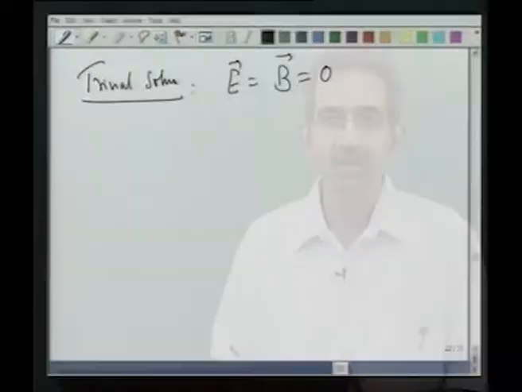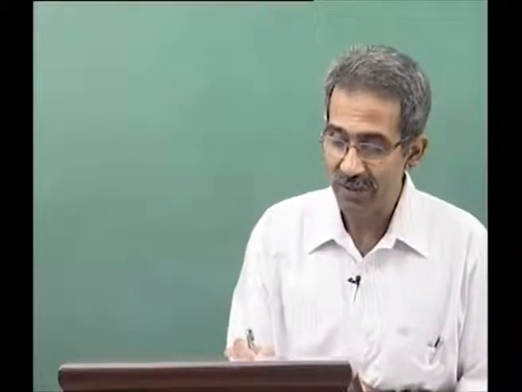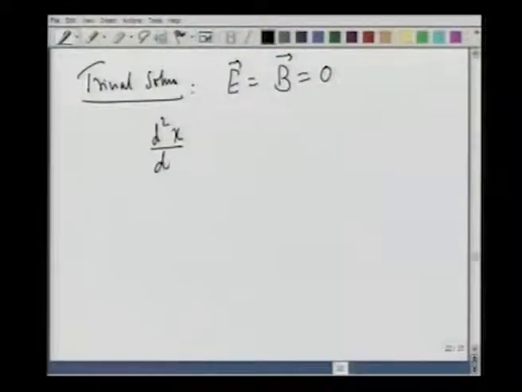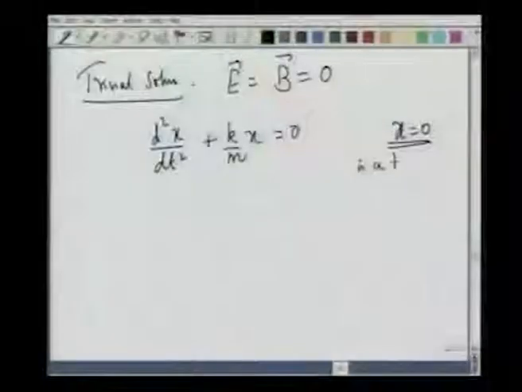What is an example? Let us look at the harmonic oscillator. You will write d squared x by dt squared plus kx is equal to 0. Okay. This is a homogeneous equation. Now, this equation has one trivial solution, x equal to 0. Correct? x equal to 0 for all time. So, you are sitting there, there is no motion. But what is the non-trivial solution? The non-trivial solution corresponds to x equal to a cos omega t plus b sin omega t, which will give you the oscillation. So, x equal to 0 is a trivial solution.